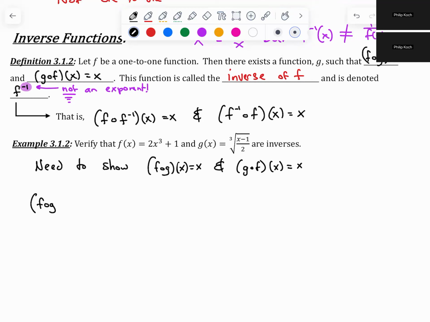f composed of g of x is by definition f of the quantity g of x. And g of x is the cube root of x minus 1 over 2. So this is f of the quantity cube root of x minus 1 over 2. What that means is that wherever we see an x in the function f, we're going to replace that with the cube root of x minus 1 over 2. f only has one instance of x in it, that 2x cubed, but still.